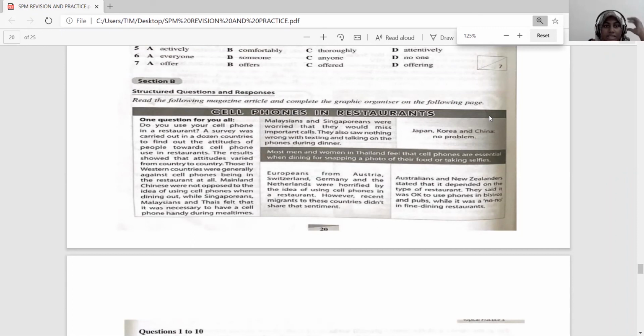A survey was carried out in a dozen countries to find out the attitude of people towards the cell phone used in restaurants. The result shows that attitudes vary from country to country. Varied means different, right? Those in Western countries were generally against cell phones being in the restaurant at all. Mainland Chinese were not opposed to the idea of using cell phones when dining out, while Singaporeans, Malaysians, and Thais felt that it was necessary to have a cell phone handy during mealtime.